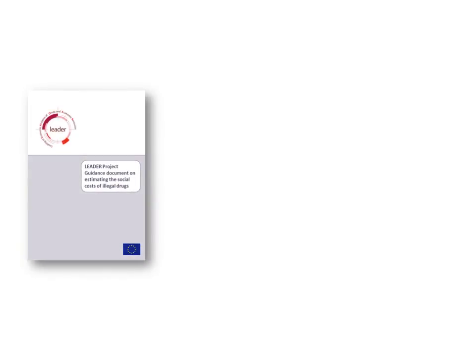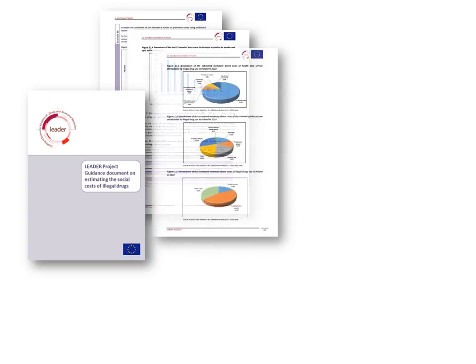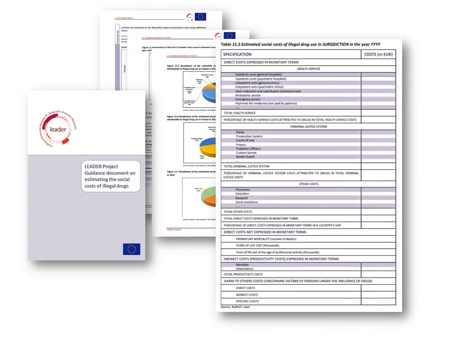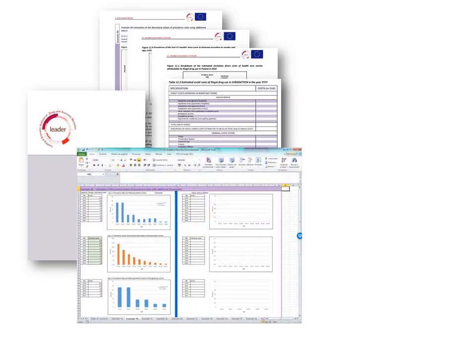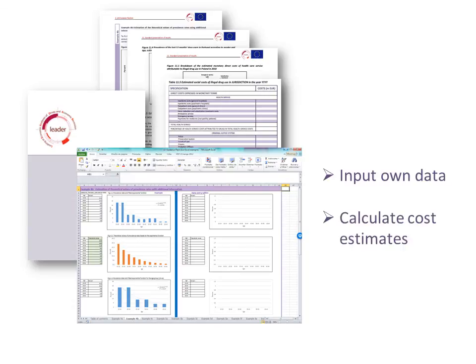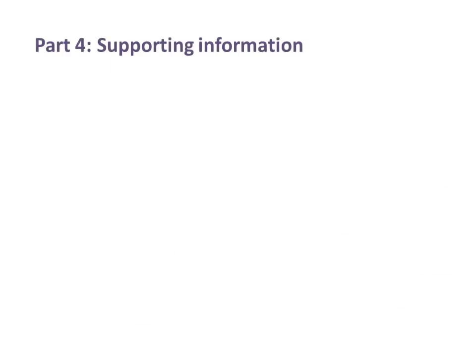The guidance document gives illustrative examples of how to present each type of social cost estimation in data tables or graphic formats, including a summary table 11.5 in which all the social cost category estimates can be shown together. The Excel tool, which is part of the Leader Guidance Pack, allows users to put data from their own jurisdictions, calculate the cost estimates, and generate figures to present the outcomes of these calculations. Part 4 of the document provides supporting information in 3 annexes.